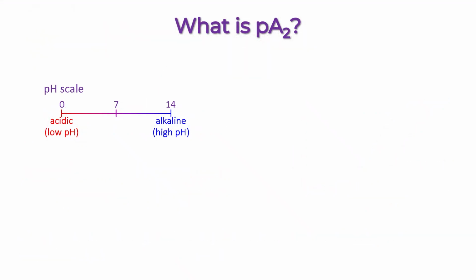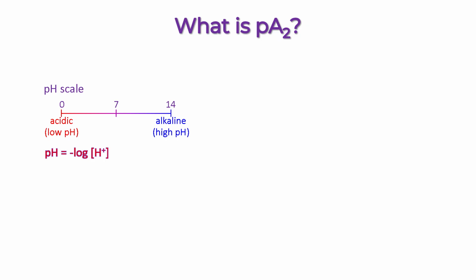Let's begin with something familiar, the pH scale. pH ranges from 0 to 14, with low values indicating high acidity and high values indicating alkalinity. You'll remember that pH is defined as the negative logarithm of the hydrogen ion concentration. That is, pH equals minus log of hydrogen ion concentration.